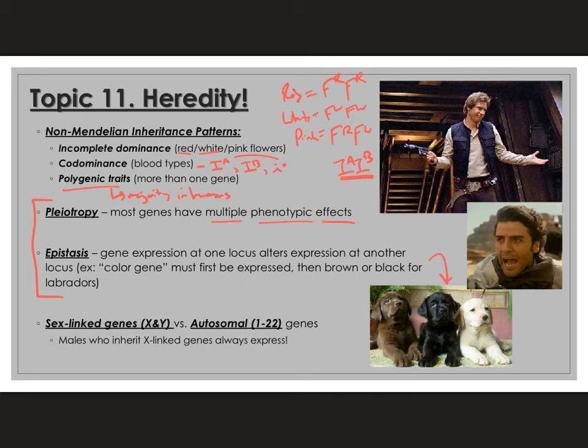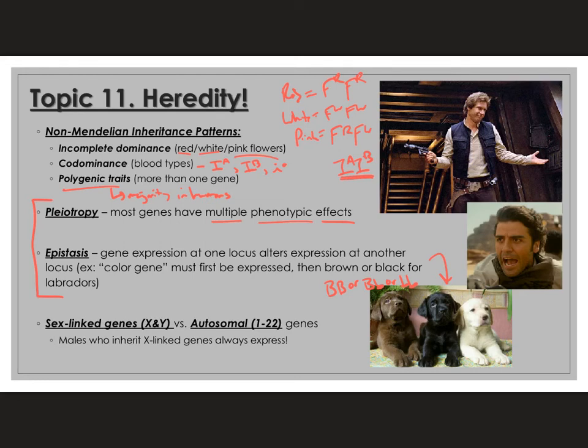The other one, which is one of my favorite fun examples, and I included the picture from our original notes with our cute little Labrador puppies, is the idea of epistasis. Epistasis tells us that sometimes a gene located at one locus, or location, actually affects the expression of a different gene at a different locus. For these Labradors, they might have this black or brown trait, or locus, but they will also have a color gene in there.